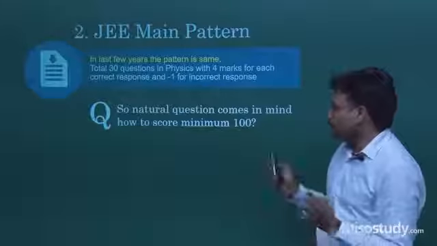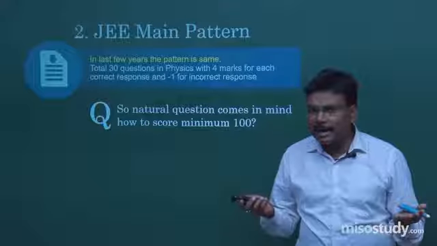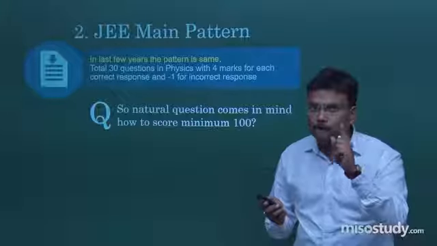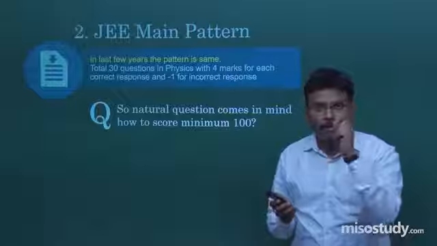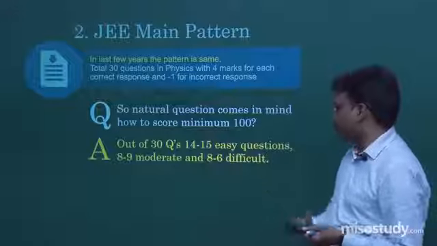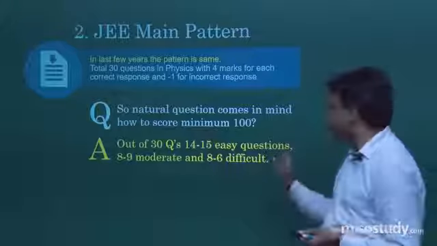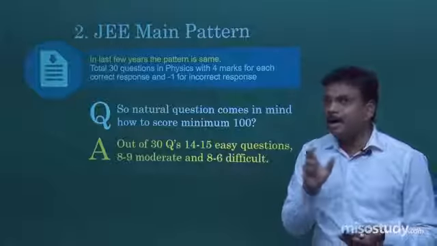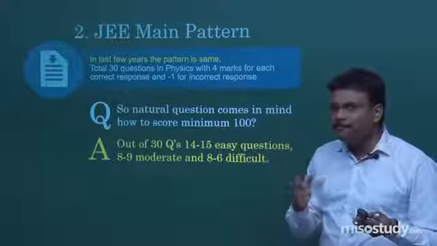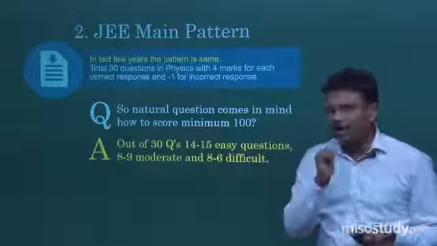Then the natural question comes to mind, how to score a minimum of 100. The calculation is simple. Out of 30, attempt only 25, but all 25 correct. And how you can ensure 25 correct, that I am going to show you. Out of 30 questions, if you analyze, around 14 to 15 are easy questions, means 50% of the paper is easy. Work hard. This 14-15 is going to be simple for you to score. Then 8 to 9 moderate questions.